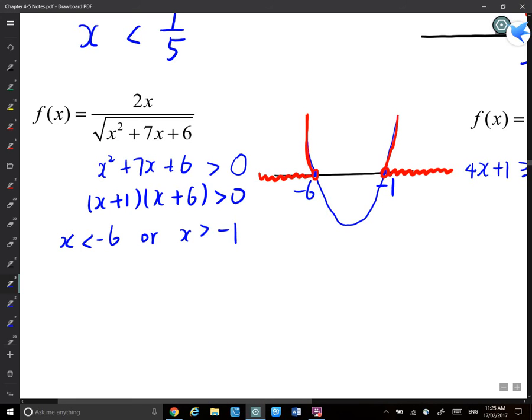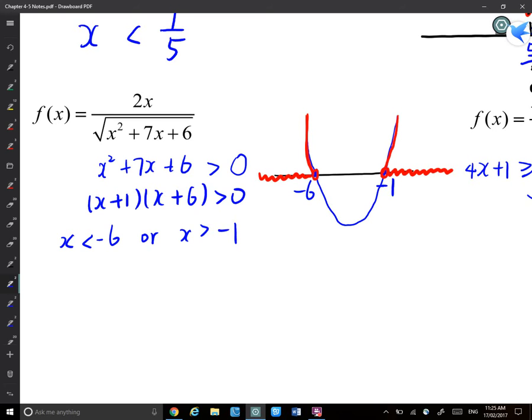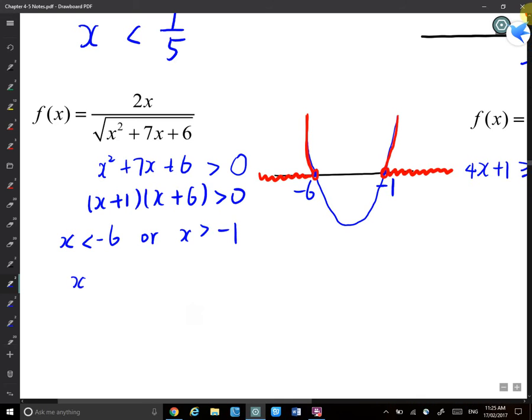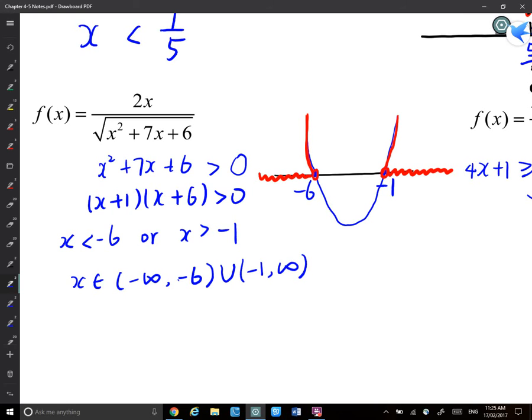And we'll write, okay, we have two ways to write this, it's important. It's actually two sets. We have smaller than -6 and greater than -1. So we can write x belongs to -infinity to -6, not including -6, union -1 to infinity, not including -1. So the two sets union together is the union set of that.